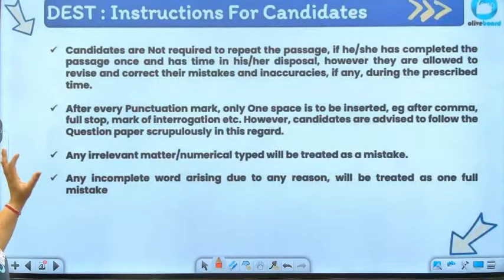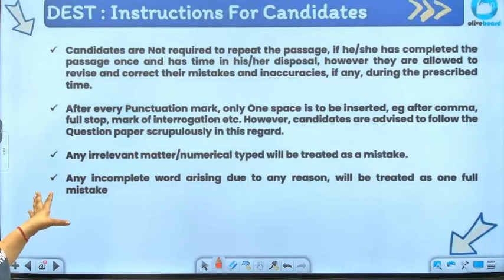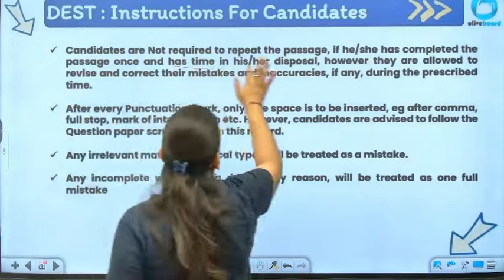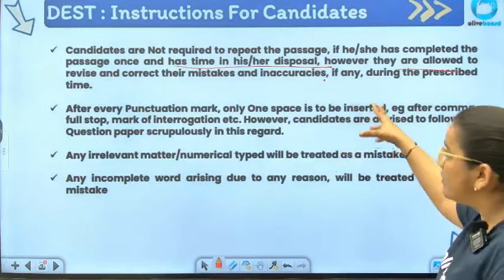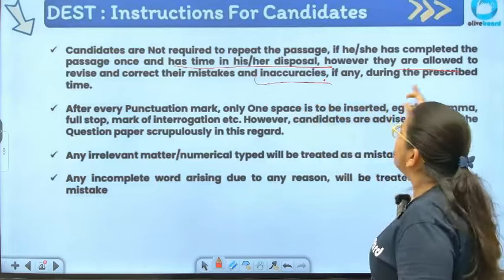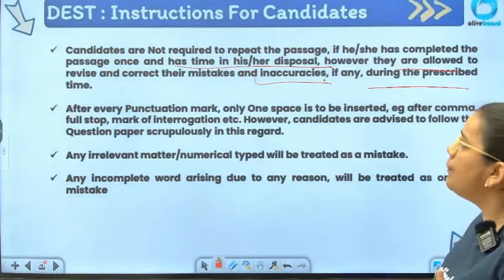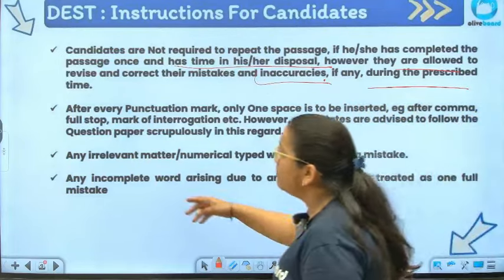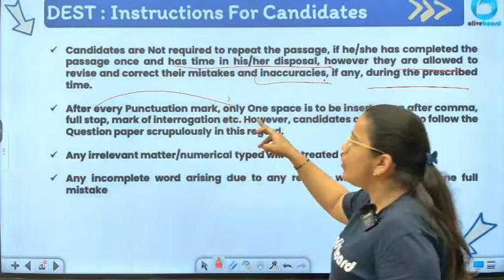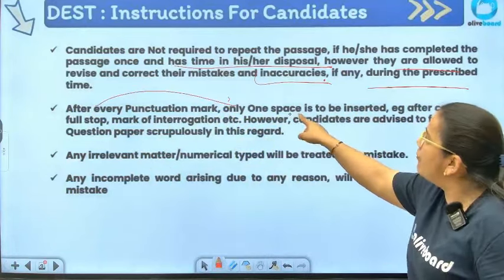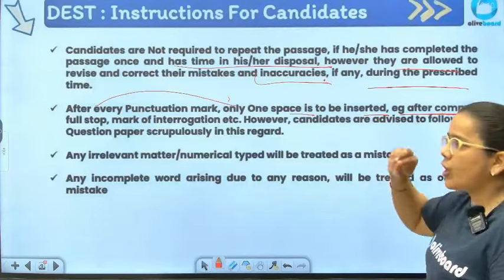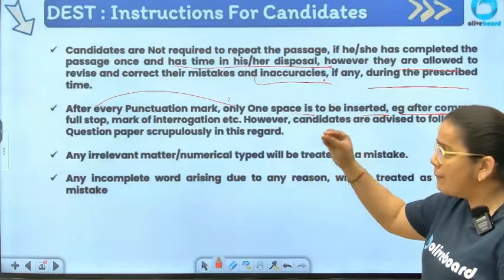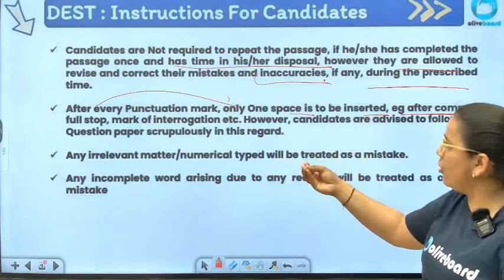Now, candidates are not required to repeat the passage if he or she has completed the passage once and has time at their disposal. However, they are allowed to revise and correct their mistakes and inaccuracies, if any, during the prescribed time. Next, after every punctuation mark, only one space is to be inserted. Example, after a comma, full stop, mark of interrogation, etc.